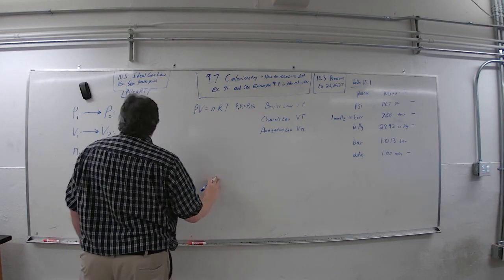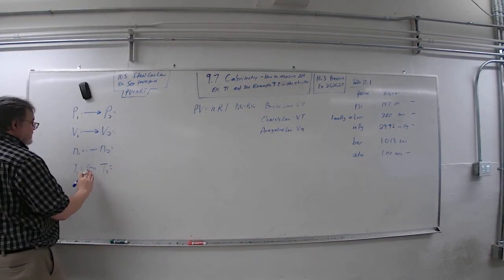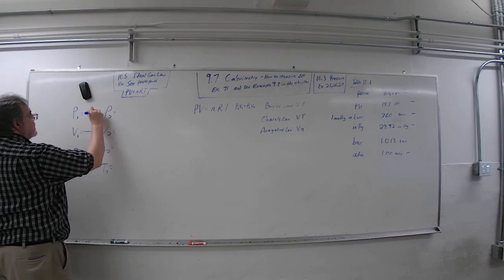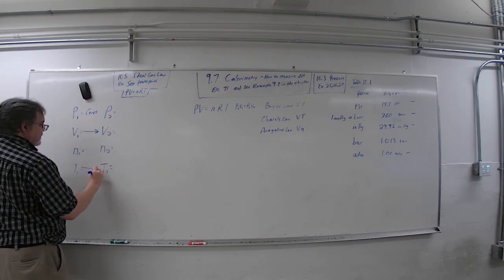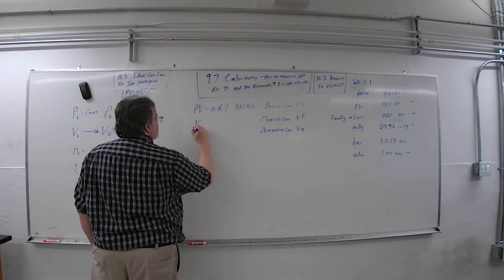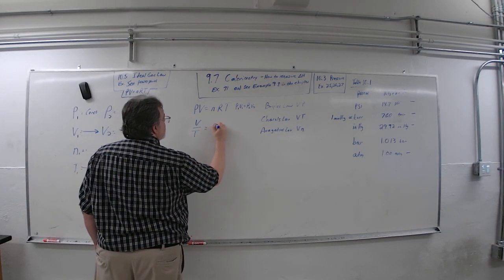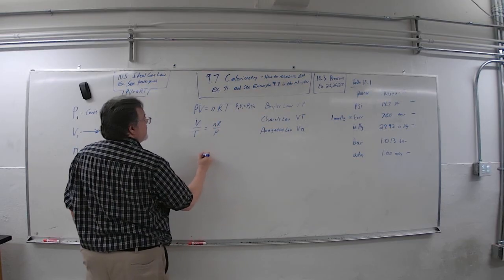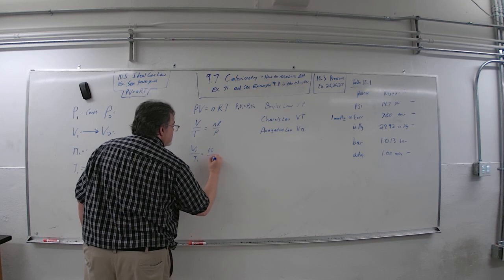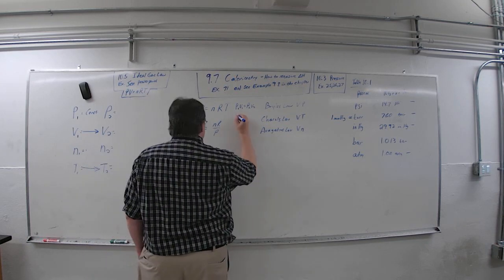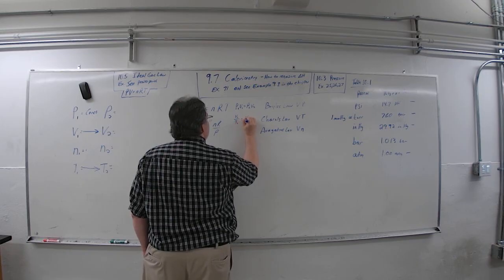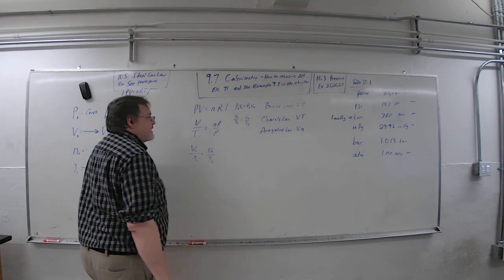On the other hand, if volume and temperature are changing, and everything else stays constant, you'll end up with volume and temperature in R over P. So you have V1 over T1 equals V2 over T2. It's Charles' law. It's a statement of Charles' law.